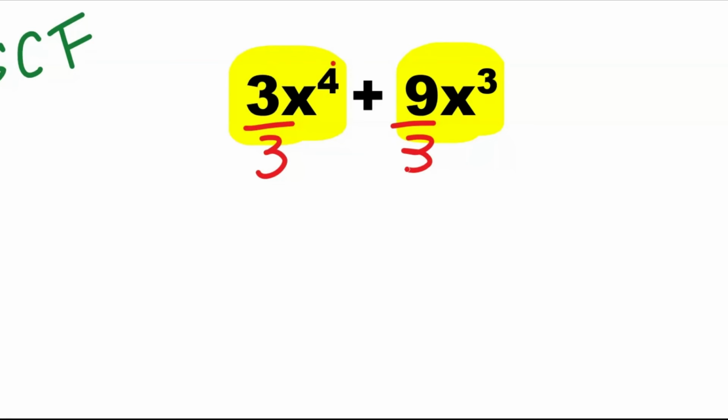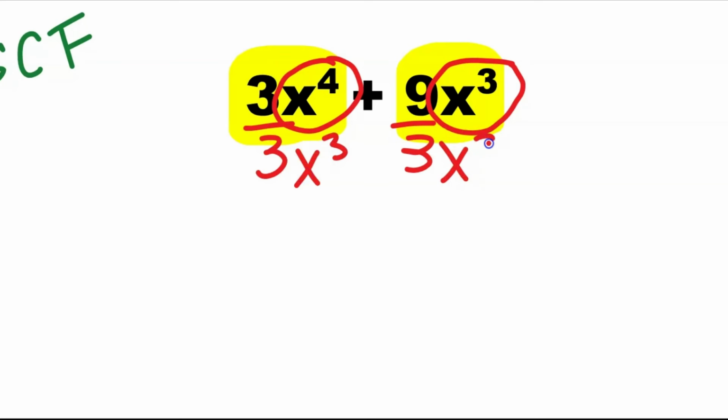Now, this term here has 4 x's. This one has 3. But they at least have 3 x's in common. They both at least have that many. So my greatest common factor for these 2 terms would be 3x to the 3rd, because that's the number that will go into both and the variables that will go into both of those terms. That's something that they both have in common, and that's our greatest common factor.